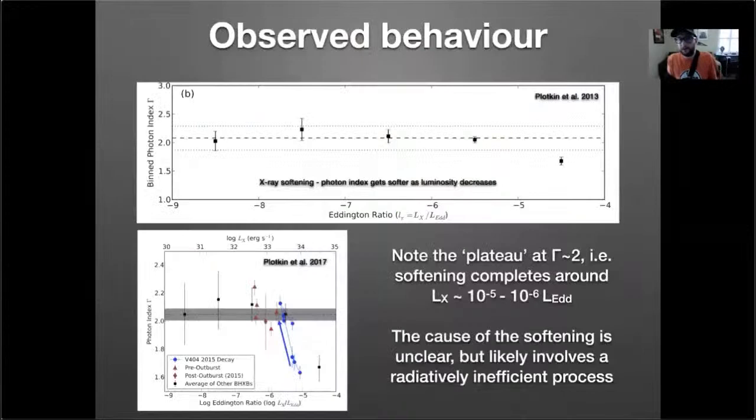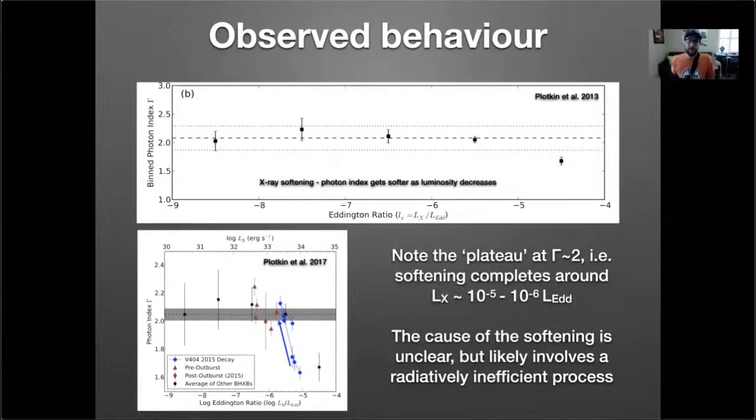A couple of plots here from some of Rich Plotkin's papers show that as the luminosity decreases, we see a softening of the X-ray spectrum. The y-axis here shows the photon index gamma, and the x-axis shows the luminosity. As the luminosity decreases, the power law index goes from a typical hard state value of around 1.6 to 1.7, to plateauing at around gamma of 2. And this softening completes at around 10^-5 to 10^-6 Eddington fraction.